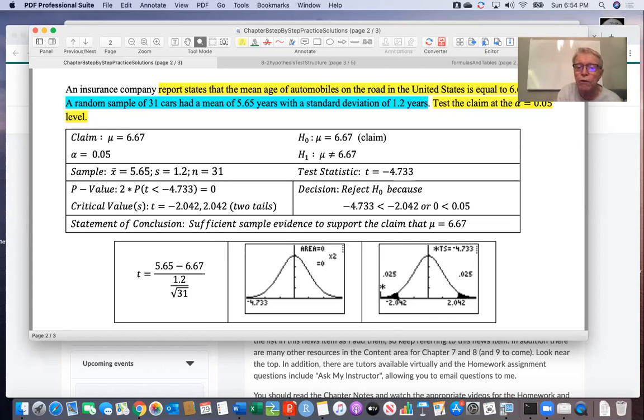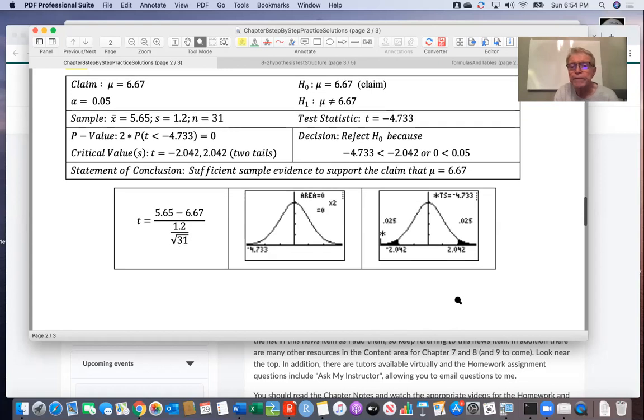And by the way, the total area underneath the curve to the left of the left critical value and to the right of the right critical value has to total up to 0.05. So basically, half the area is in each of those regions, 0.025. And the fact that it has to be 0.025 is what we use to find what the critical values are.